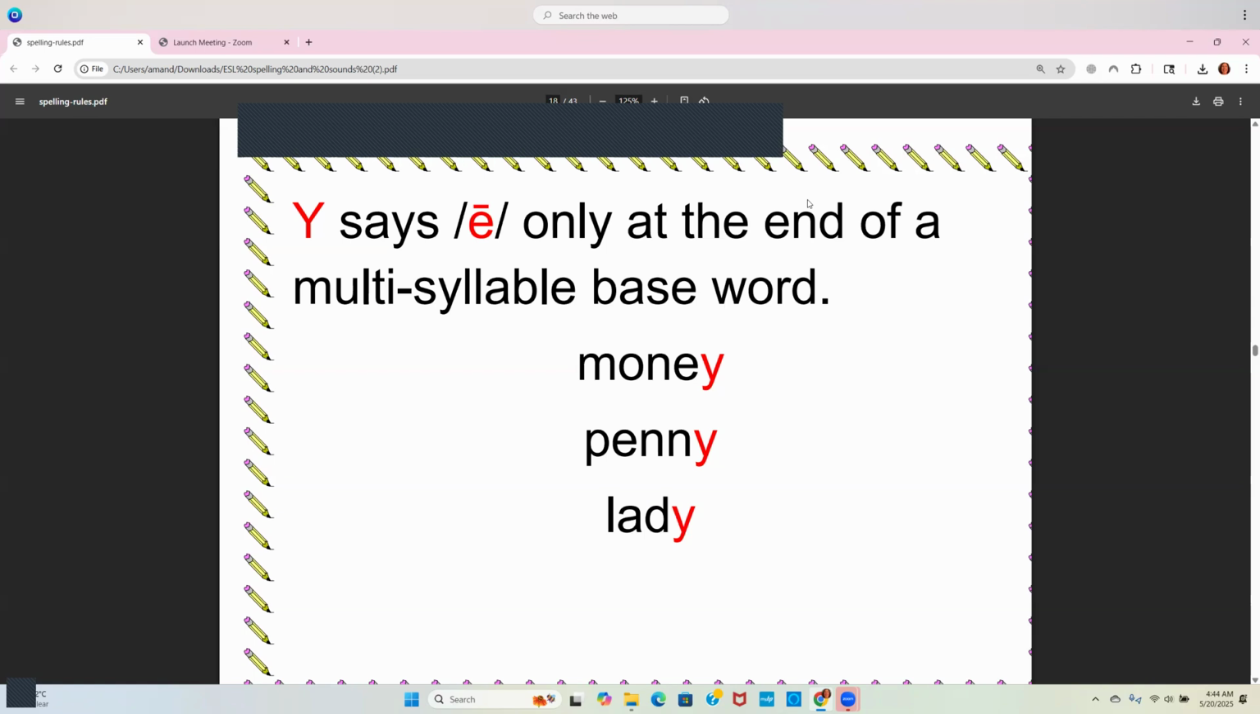Lady, E, the long E. So when we have a word that ends in Y and we're talking about more than one syllable, it's going to have that long E sound.